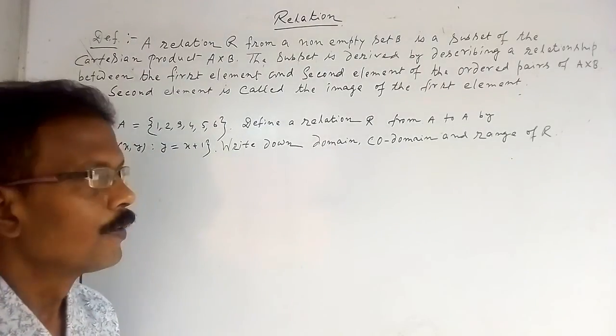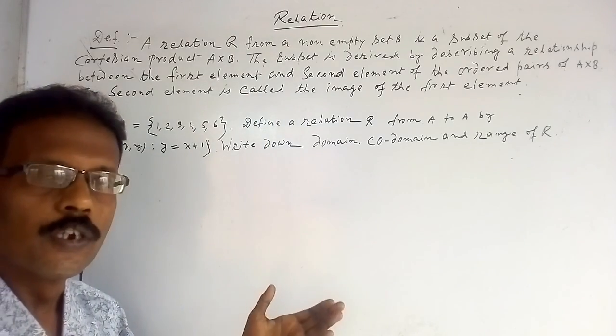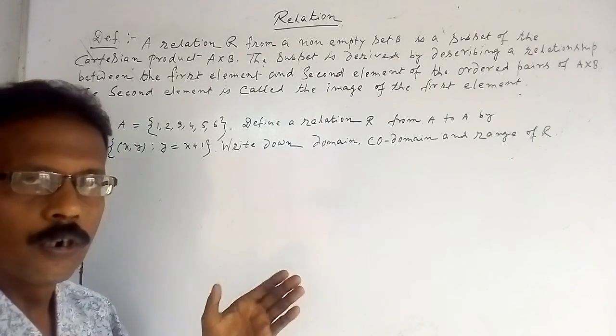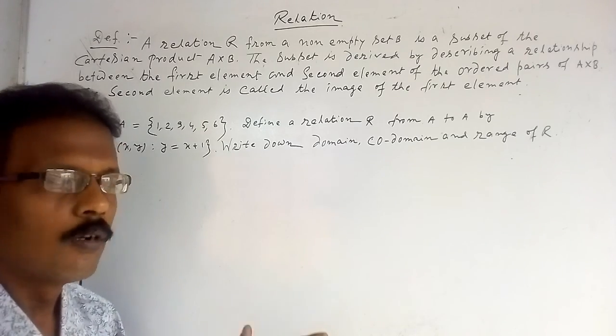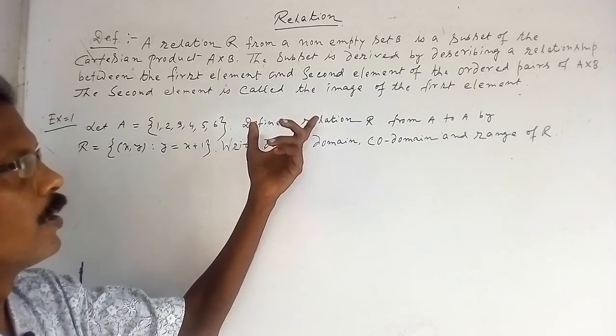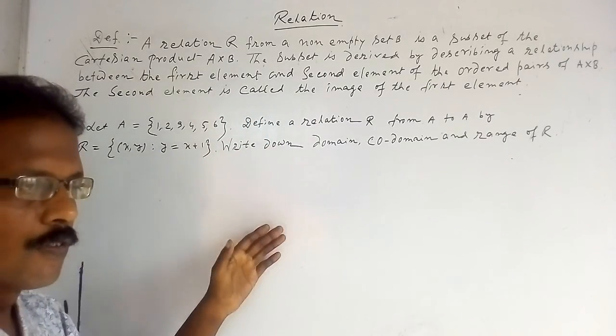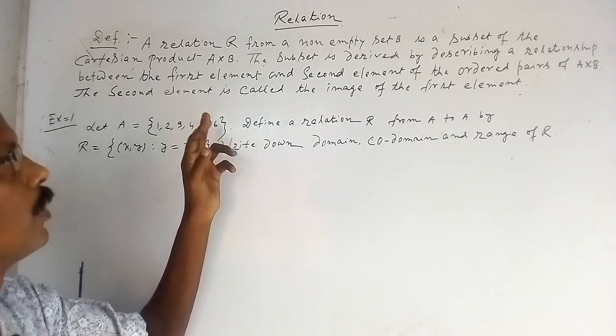Good morning viewers. This is the first class of relation. Yesterday we discussed ordered pairs and did some examples and problems of ordered pairs. Today is the first class of relation. At first we have to go through the definition of relation.